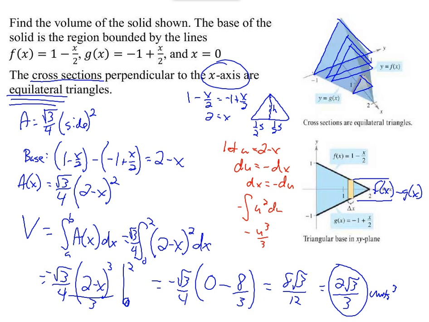So the difficult thing about these problems is the setup. Right here, this stuff is the hard part. After that, the volume formula for a known cross-section is very, very easy. But finding that A of x or that A of y, that's the challenge. After that, you're good to go. So we have one more practice problem here.